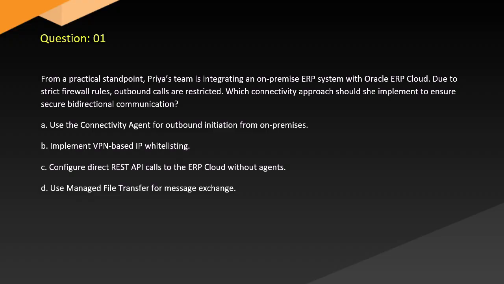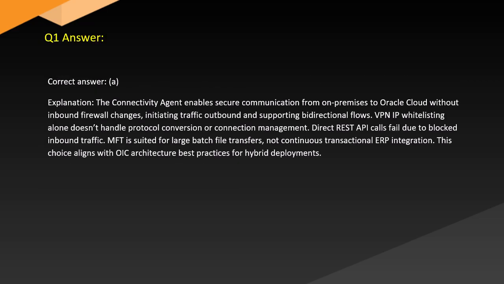A. Use the connectivity agent for outbound initiation from on-premises. B. Implement VPN-based IP whitelisting. C. Configure direct REST API calls to the ERP Cloud without agents. D. Use managed file transfer for message exchange. Answer. Correct answer: A. Explanation.